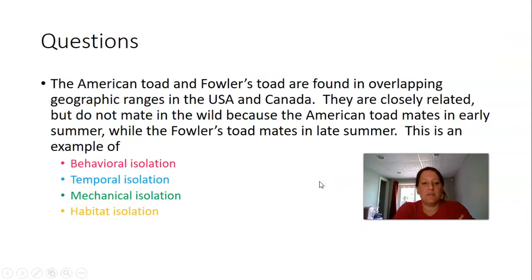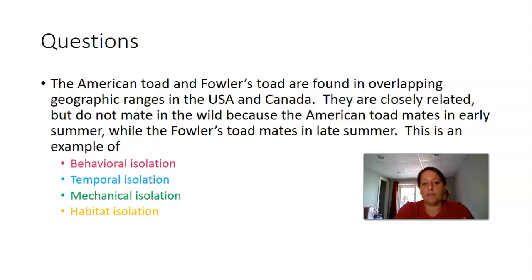Okay. The American toad and Fowler's toad are found in overlapping geographic ranges in the United States and Canada. So that means that these two frogs are found in the same regions. They are closely related, but they do not mate in the wild because the American toad mates in early summer, while the Fowler's toad mates in late summer. This is an example of, is this behavioral isolation, temporal isolation, mechanical, or habitat isolation?